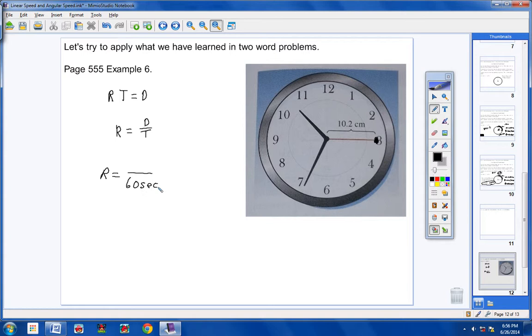60 seconds. So there, now I've got the time. To make one revolution is 60 seconds. Now, what about the distance? What is the distance this point travels when it goes around the circle one time?